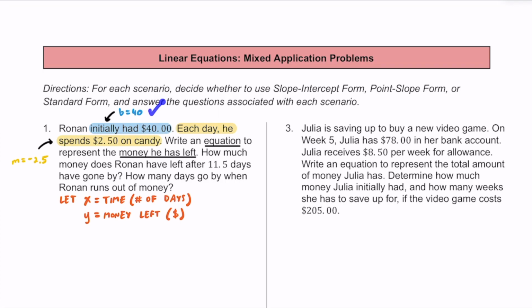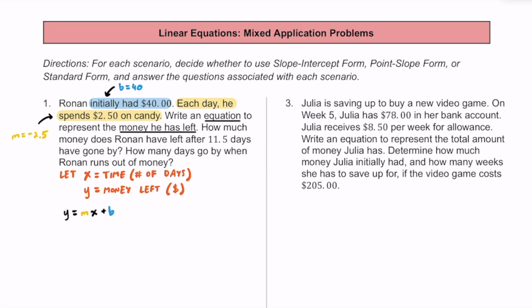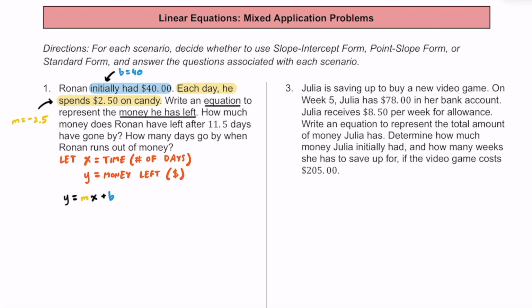So if we already know the y-intercept and the slope, I think the best thing to do is to go into slope-intercept form. Remember, that's y equals mx plus b. Substituting in here, we get y equals negative 2.5 times x plus that starting amount, which is 40. All right, so when the direction said to write an equation, that's this right here, so that part is done.